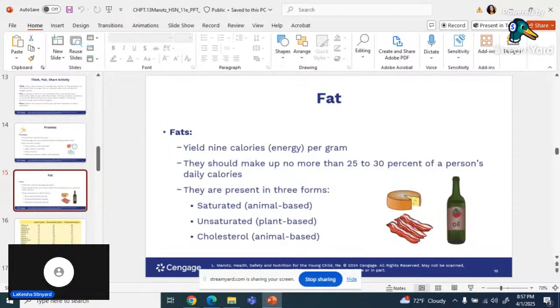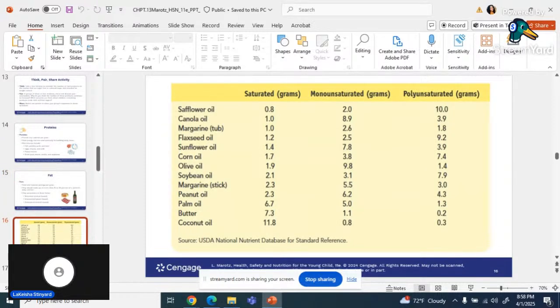Fats: 9 calories per gram. They should make up no more than 25 to 30% of a person's daily calories. They are presented in three different forms: animal-based saturated fat, plant-based unsaturated fat, and then you have your cholesterol, which is animal-based. Then they gave you another chart with all the different types of oil, your margarine, peanut oil, coconut oil, and it tells you how many grams are in each oil.